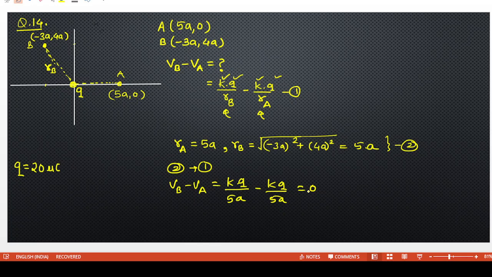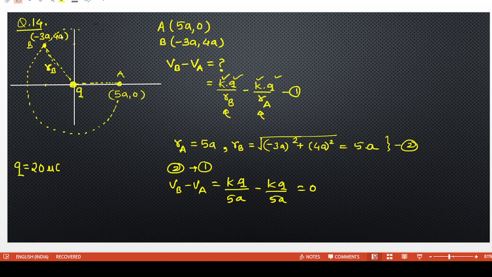Now this was the mathematical answer. What will be your logical justification for this? How or why are potentials at A and B equal? Because they are on an equipotential surface. The answer is because they are on an equipotential surface.